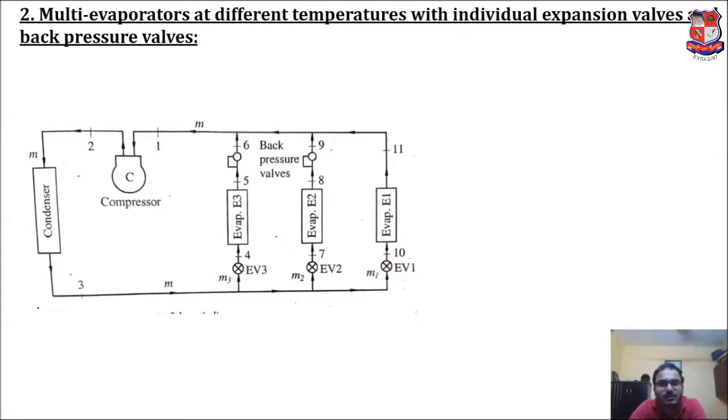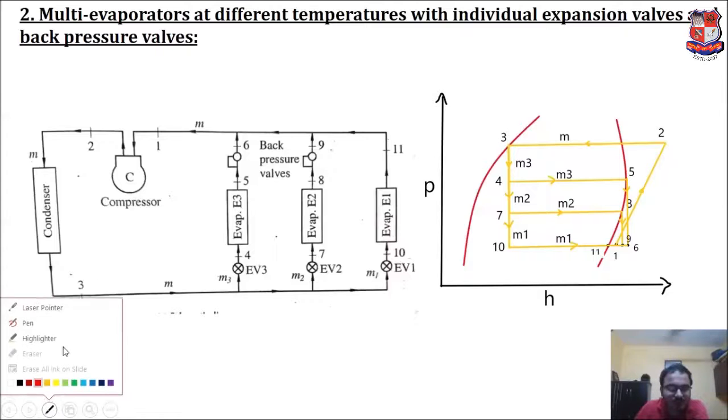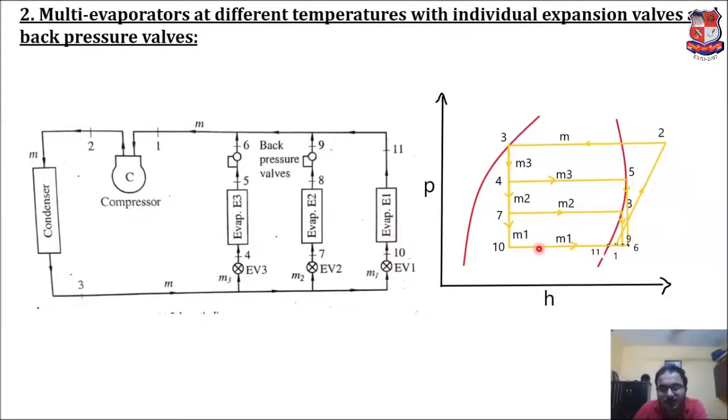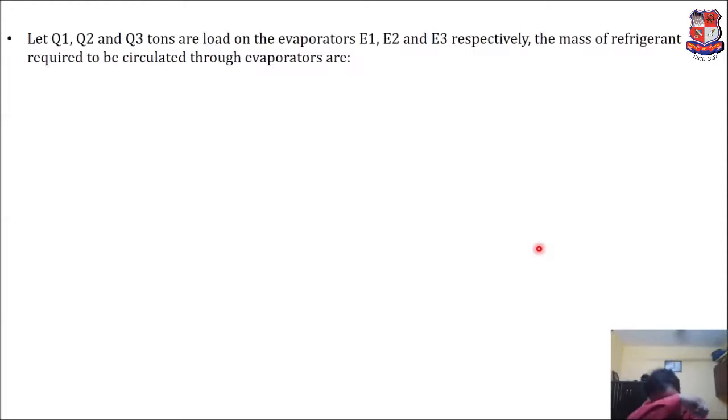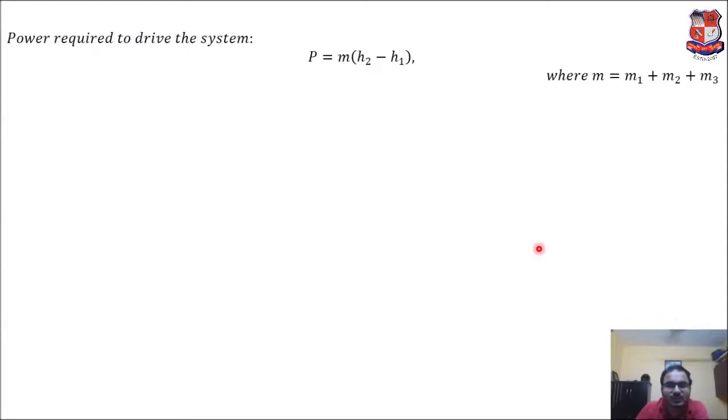Then multiple evaporator system, evaporators at different temperatures with individual expansion valves and back pressure valves. Here the only difference is the role of the back pressure valve, which is there to bring the pressure to the suction pressure of the compressor, that is here. And these are all the formulas that we have studied.